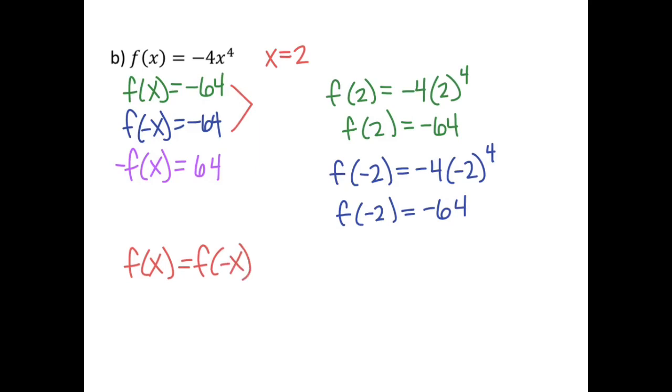So after running the calculations, it looks like f of x is equal to f of negative x. So when I plugged in 2 and negative 2, I got the exact same answer. The opposite of f of x is positive 64, so that does not equal the negative 64. So because this relationship exists, the function is even.